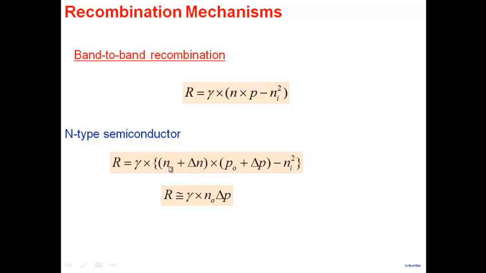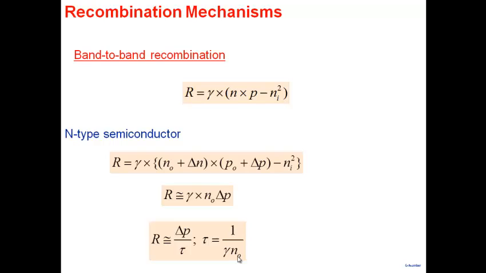So then what I can do is, because n0 is large, I can write R approximately as gamma n0 delta p. What I've done is, you get a delta n delta p second-order term, which we have neglected. We've kept only the first-order terms here. So one can write R equal to gamma n0 delta p. And this further can be written as R equal to delta p by tau. So net recombination is equal to the excess hole density divided by a lifetime. Lifetime is equal to 1 by gamma n0.